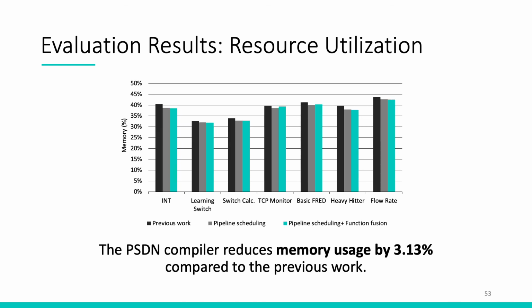Pipeline scheduling reduces memory usage compared to the previous work. The memory utilization is related to the synchronization between matches and actions and the size of action functions. In some cases, the function fusion scheme increases the memory usage because of the large action functions. But the PSD compiler still reduces the memory usage by 3.13% in a geometric mean.